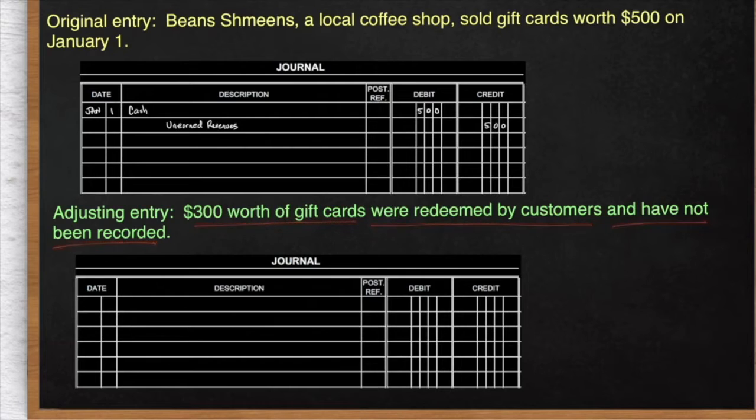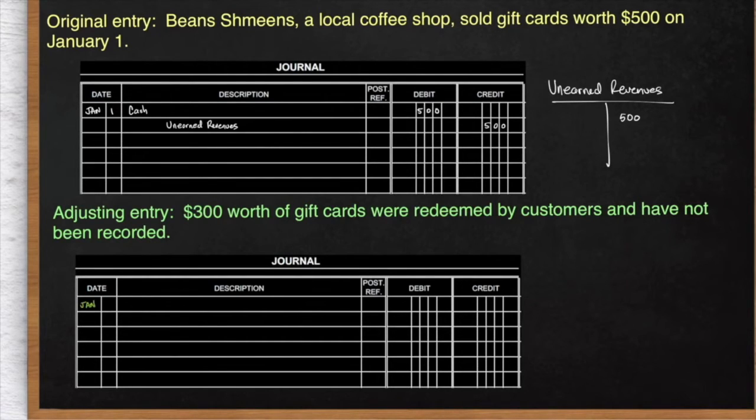Now we go to the end of the month and we require an adjusting entry. $300 worth of gift cards were redeemed by customers and have not been recorded. So once again, the coffee shop sold $500 worth of gift cards. Now they owe the customer. And throughout the month, $300 worth of gift cards were redeemed by the customers. One of the easy things that you can do is create a T account for the account that we're going to adjust. In this case, that account is the unearned revenues account, that liability account. So unearned revenues, we credited that in the original entry, $500. That's the amount that we owe customers in respect to products or services.